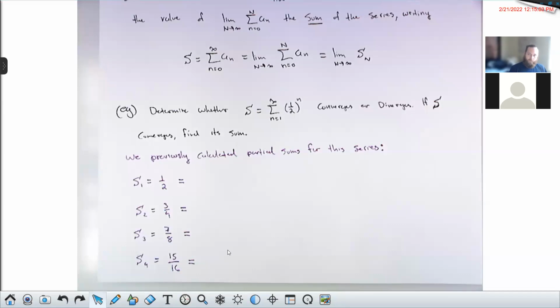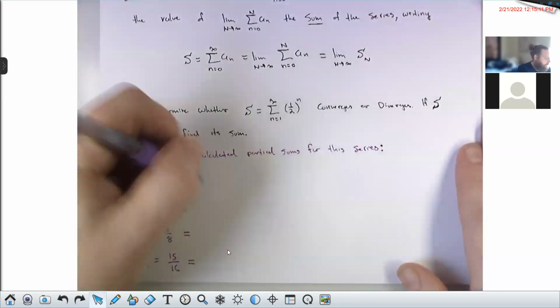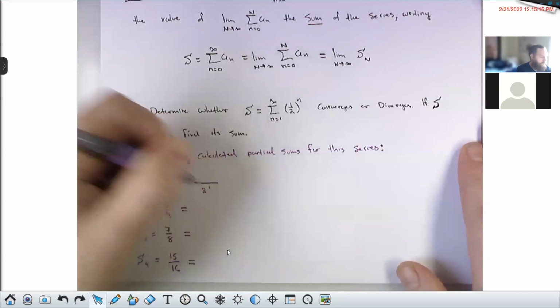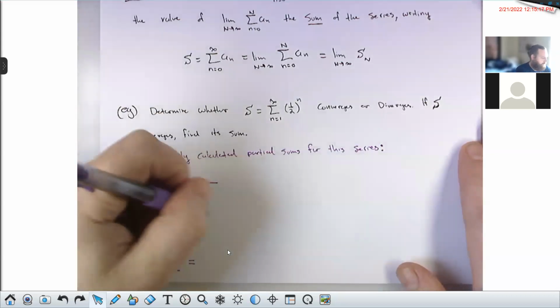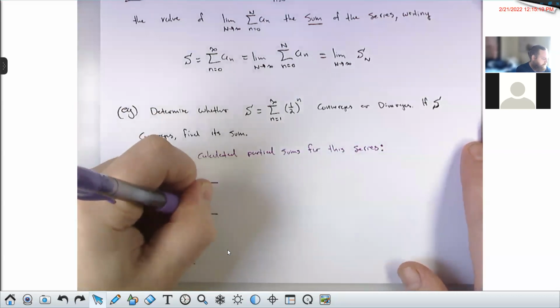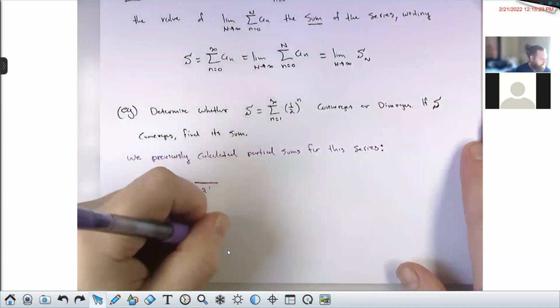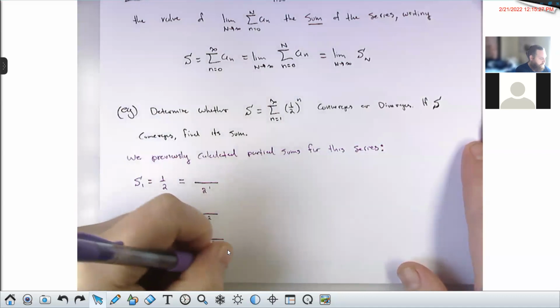Yeah, the denominator gets multiplied by 2 every time we go up 1, right? Which means that they're all powers of 2. So this first denominator, I'm just going to write as 2 to the 1. The second denominator, I'll write as 2 to the 2. 4 is 2 to the 2. Third denominator, 8, that's 2 to the 3. And this fourth denominator, that's 2 to the 4.